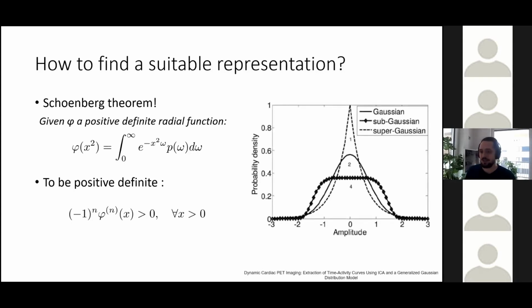And what does it mean in practice? What kind of functions are positive definite radial? It's mostly super-Gaussian type functions, so functions which are more peaked than the Gaussian but also tend to have a heavier tail. And the Gaussian is itself, of course, positive definite radial, because if you just take p being the Dirac delta function, you just get the Gaussian.